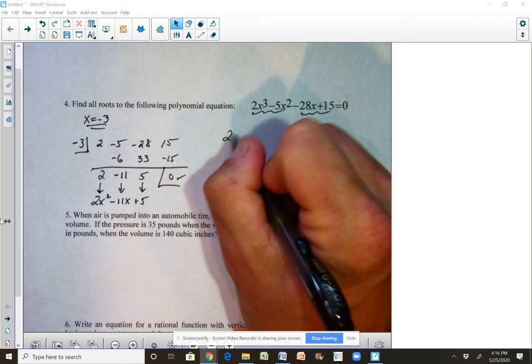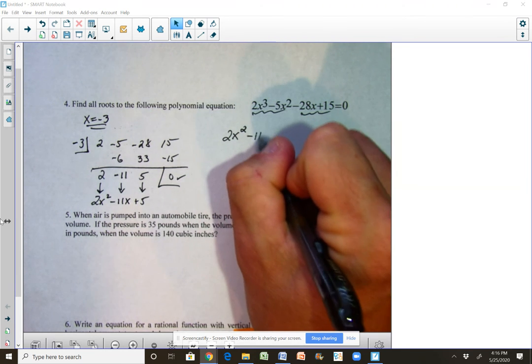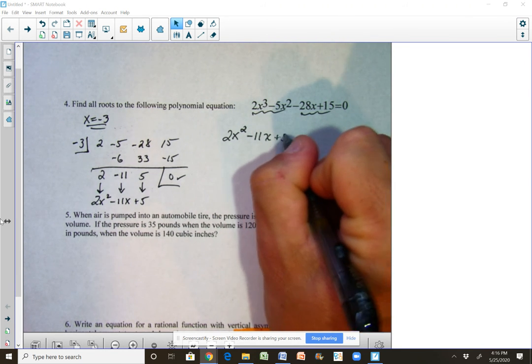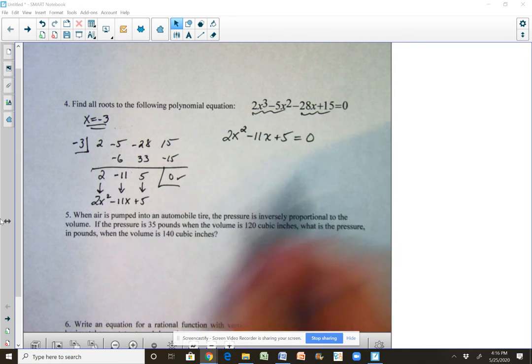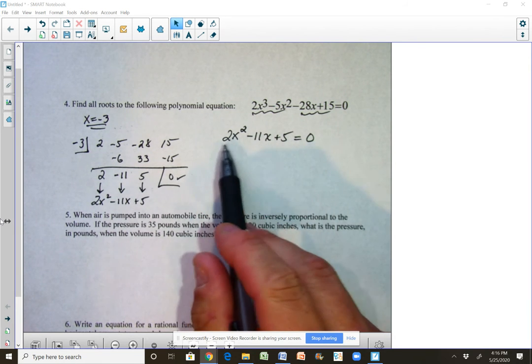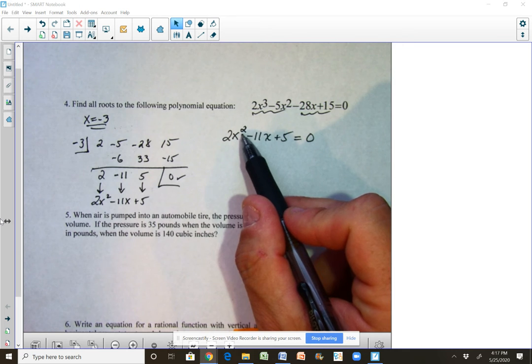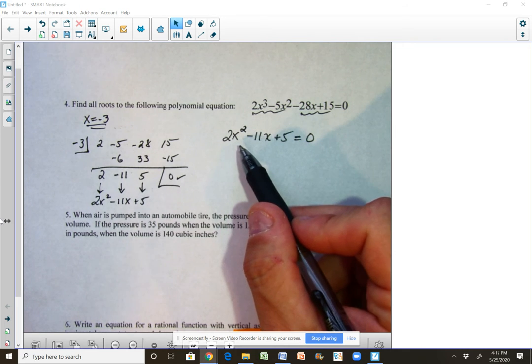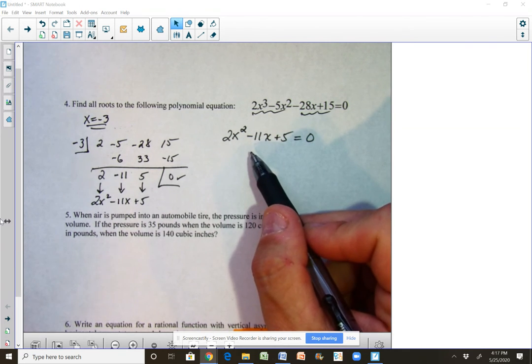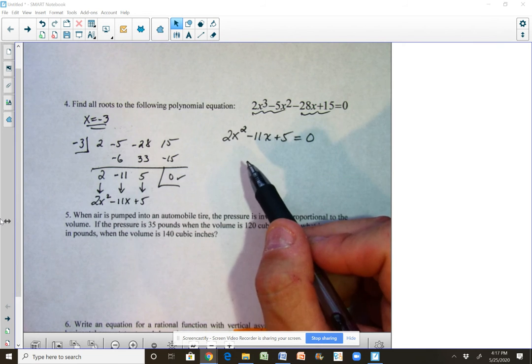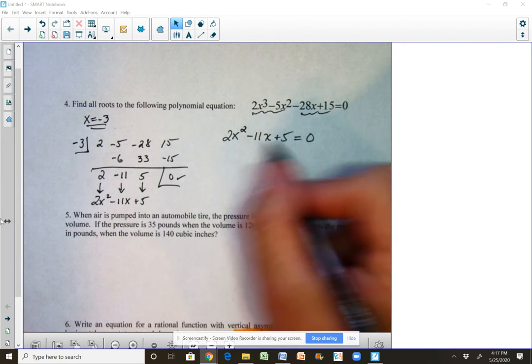Now what I want to do with that is solve the remaining roots. So you have some options here. I'm going to set this equal to 0 and try to solve that. I could continue trying to find more rational roots on a calculator and synthetically divide them out. But because I'm down to a 2nd degree, we have other options. We could try to factor it. There's no guarantee that it will factor. Or we could use the quadratic formula or completing the square. I think the quadratic formula probably is the easiest.